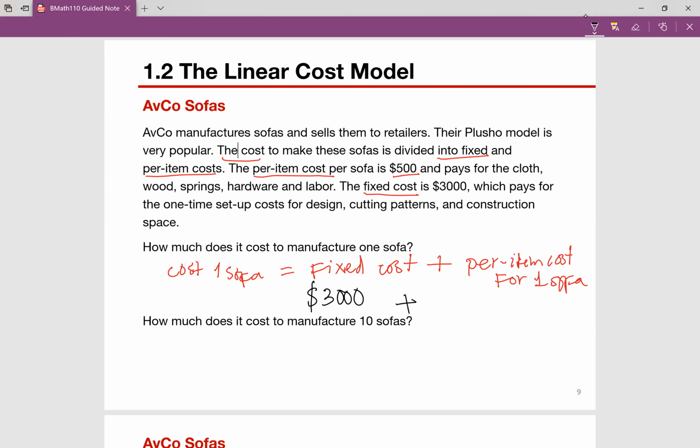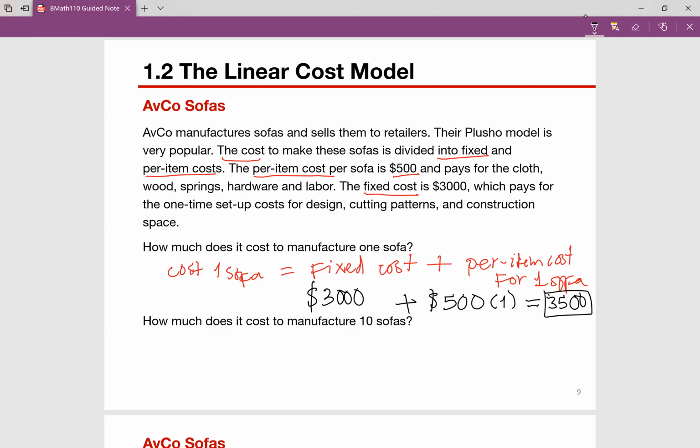And per item cost for one sofa, what does that mean? So it is $500. So if it had two sofas, then it becomes two times 500, 1,000. But here is just one sofa. So 1 times $500. So that's going to give me $3,500, which will be the answer for this question.